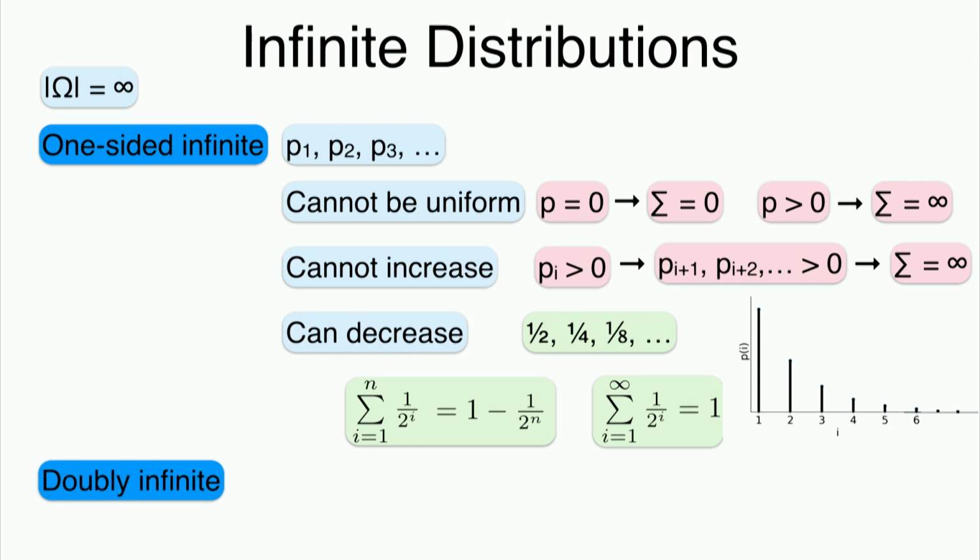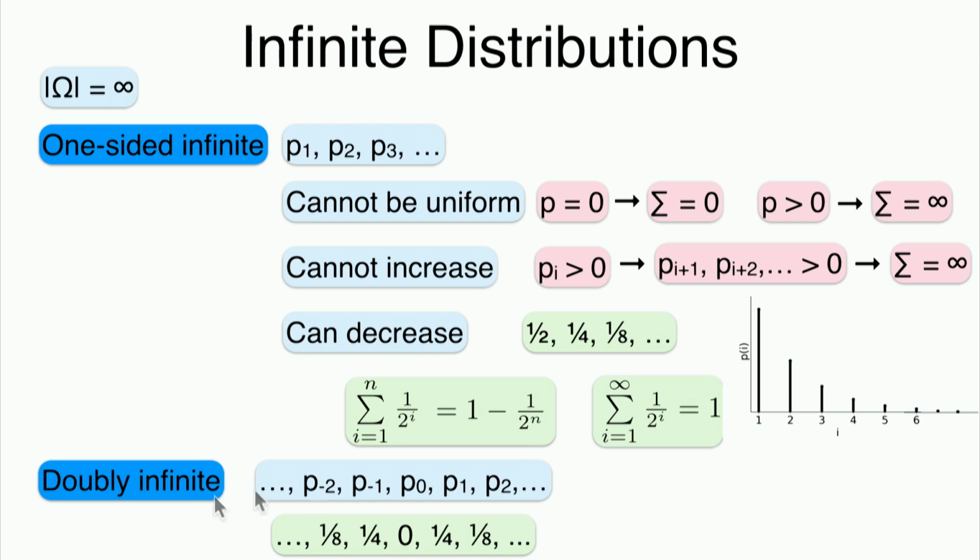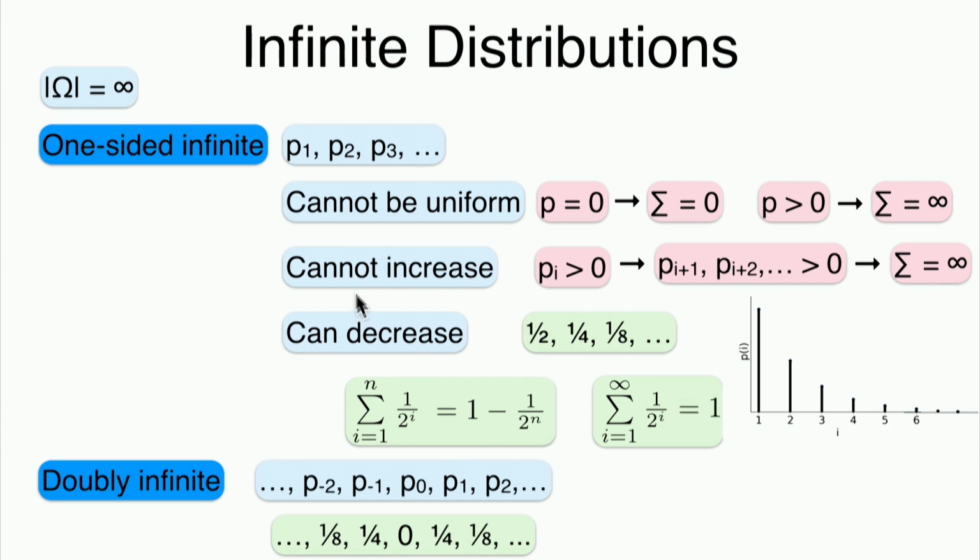Okay, and you can also have double-sided infinite distributions, and that's a distribution where you have P1, P2, and so on to infinity, and possibly P0, P-1, P-2, again going to minus infinity. As one example, you can take this distribution, 1/2, 1/4, 1/8, and divide it by 2, so you get 1/4, 1/8, and so on on the right side. And then you can have 1/4, 1/8, and so on on the left side. The right side will sum to 1/2 because it's this distribution divided by 2. The left side will also sum to 1/2, and together they'll sum to 1. If you draw it like this, it will start here and go to infinity on the other side. Okay, so just to summarize, you can have infinite distributions, but they cannot be uniform. They cannot increase, but they can decrease, on one side or on both sides.